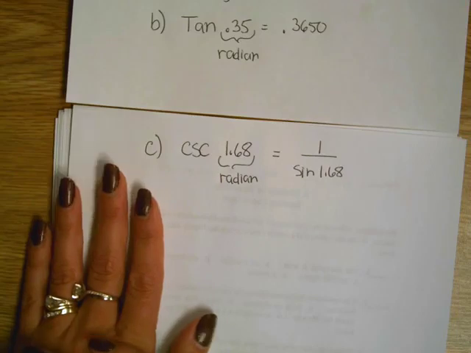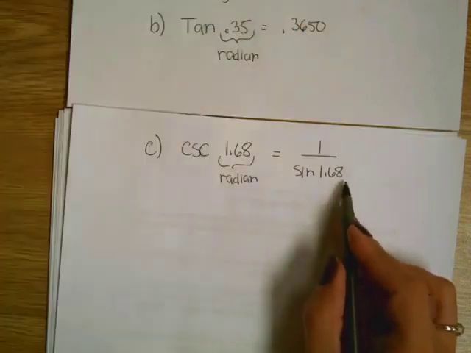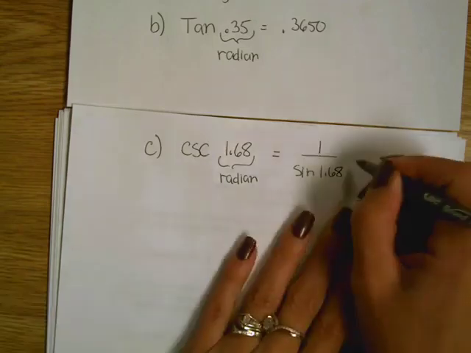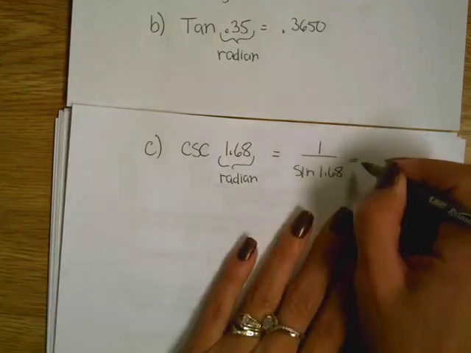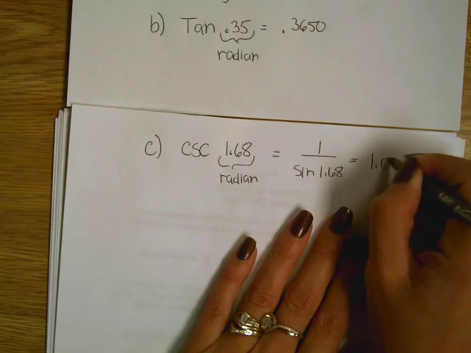So realize what this is doing. It'll do the sine of 1.68 first, give you the sine ratio, and then that 1 over is going to flip it over. So it's doing 2 things in one step. And what is this ratio going to be? Did you get 1.006? Yep.